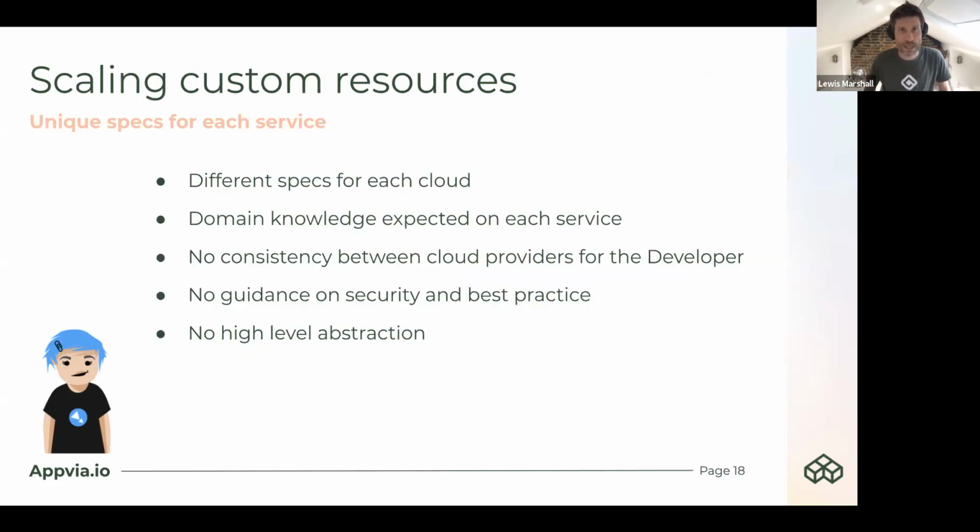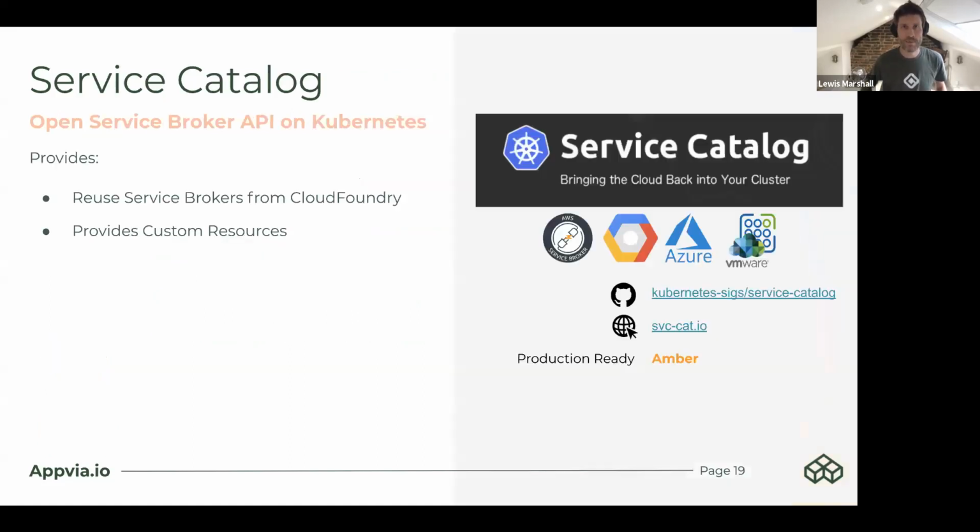So scaling custom resources to a developer, the reality is that there are different specifications for each and every cloud, and there's very domain-specific knowledge expected for each and every service, and there's no consistency for the developer between the cloud providers, and certainly no uplift on security, best practice, or a high-level abstraction. Or isn't there? There are products, and this area has been dealt with in the past, but those products are not necessarily getting the production focus we would like these days.